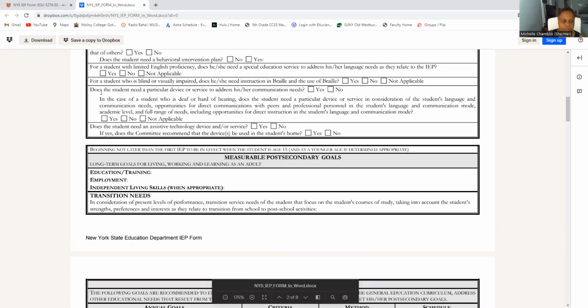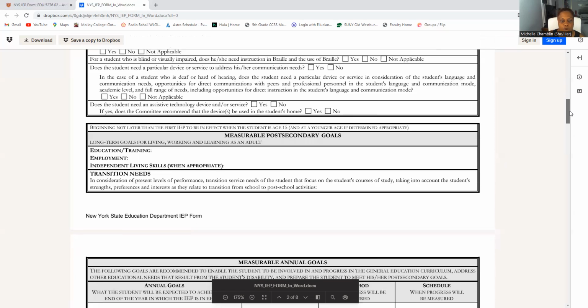Okay, so for a student who is blind or visually impaired, does he or she need instruction in Braille? You answer that based on the student. Does the student need a particular device or service to address his or her communication needs? You would answer that. Does the student need an assistive technology device and/or services? If yes, does the committee recommend that the device be used in the student's home? If the device needs to be used in the student's home, then the district will provide that device for the student.